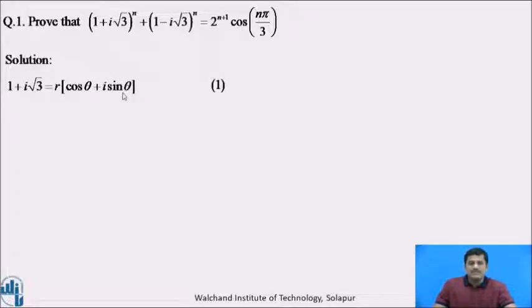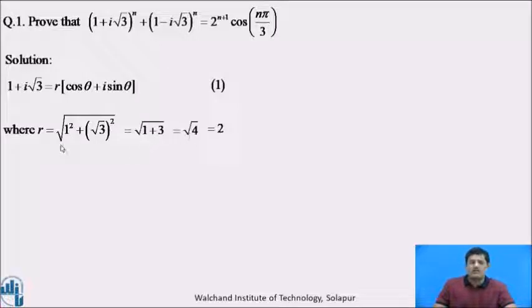In this representation there are two unknowns: one is r, another is θ. We know that r is the square root of the sum of the squares of the real and imaginary parts. Here the real part is 1 and the imaginary part is √3. That's why we have written 1² + (√3)². 1² is 1 and (√3)² is 3, and 1 plus 3 is 4, and the square root of 4 is 2. Now we have obtained the value of r as 2.